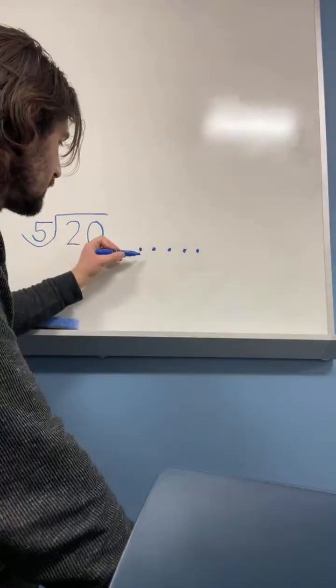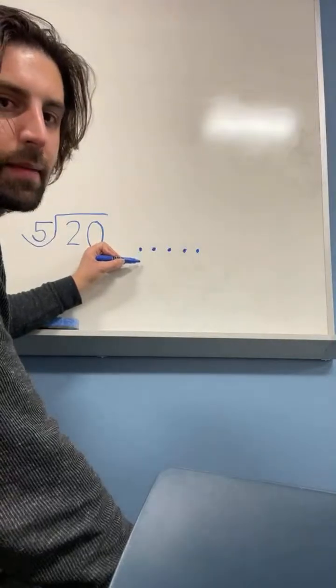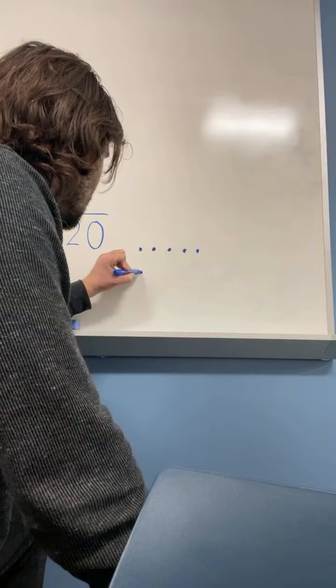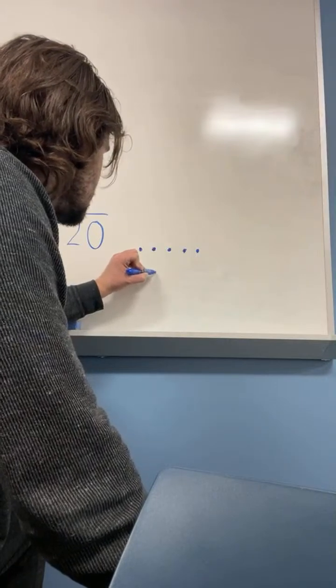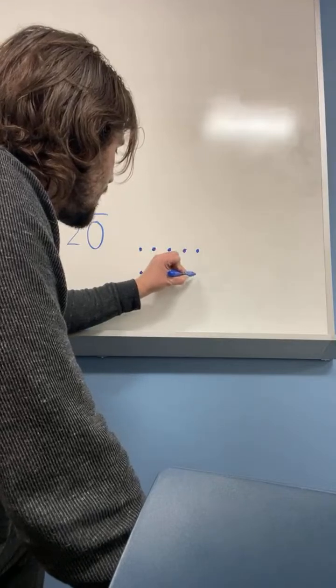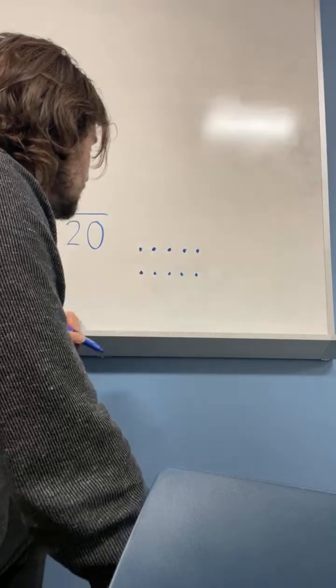And you want to space out your rows. This would be too close. I'm not going to go right underneath it. I'm going to leave an ample amount of space. All right. 6, 7, 8, 9, 10.